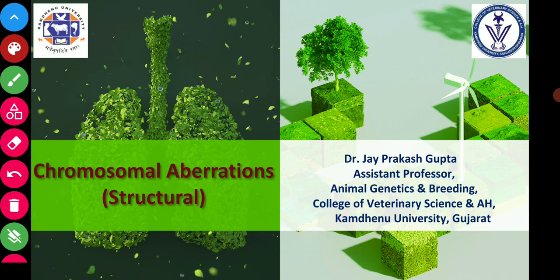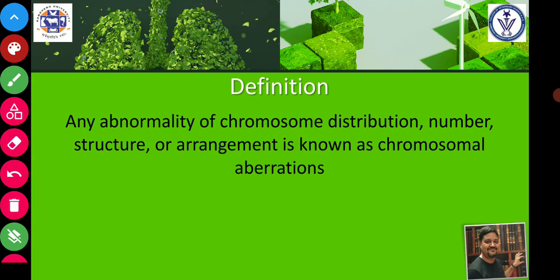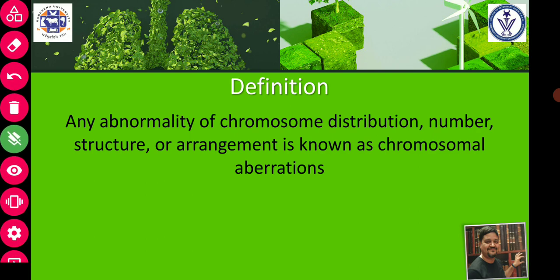But let us start. What is chromosomal aberration? So, first of all, the definition: any abnormality of chromosome distribution, number, structure, or arrangement is known as chromosomal aberration. So, overall, chromosomal aberration means any abnormality in the distribution of chromosomes, change in the number of chromosomes, structure of chromosomes, or arrangement of chromosomes. This is known as chromosomal aberration.